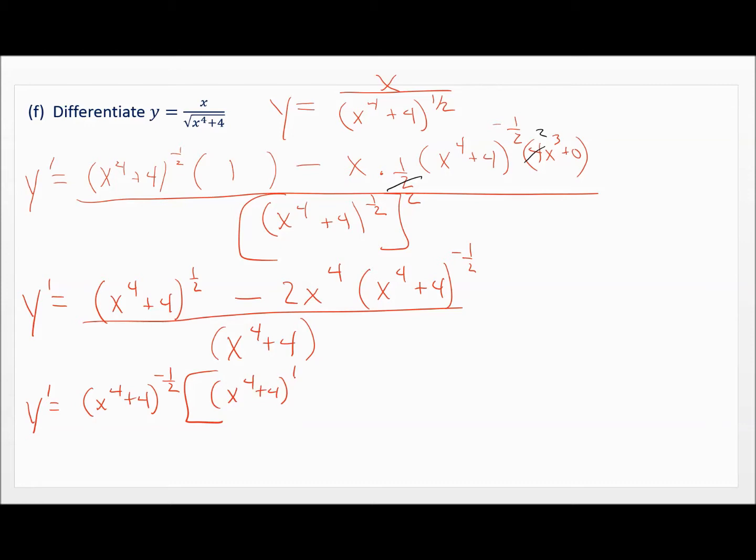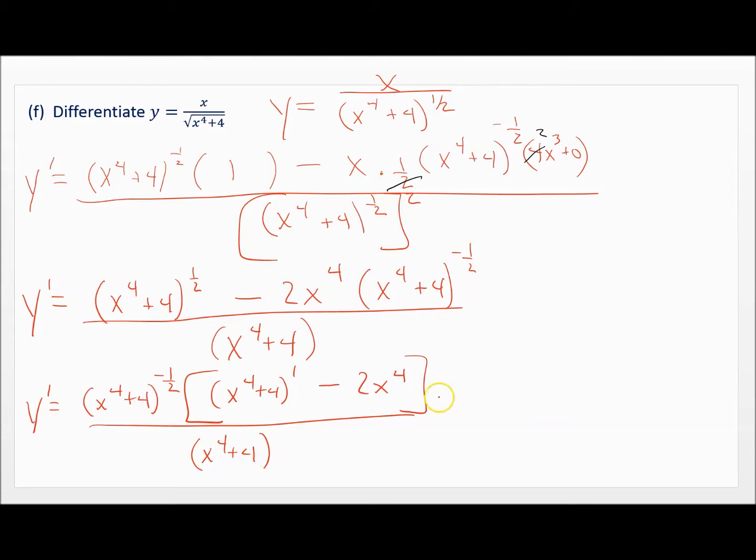That's probably the biggest algebra step that gets folks. So again, you pull out the smaller of the two, which is the negative 1/2, and then you're dividing. So x to the 4th plus 4 to the 1/2 divided by x to the 4th plus 4 to the negative 1/2. You subtract exponents, and that gives you the 1. Minus, okay, 2x to the 4th, and that whole factor has already moved out front. And that's divided by x to the 4th plus 4, that's to the 1st. So the parentheses are not really required in the denominator.